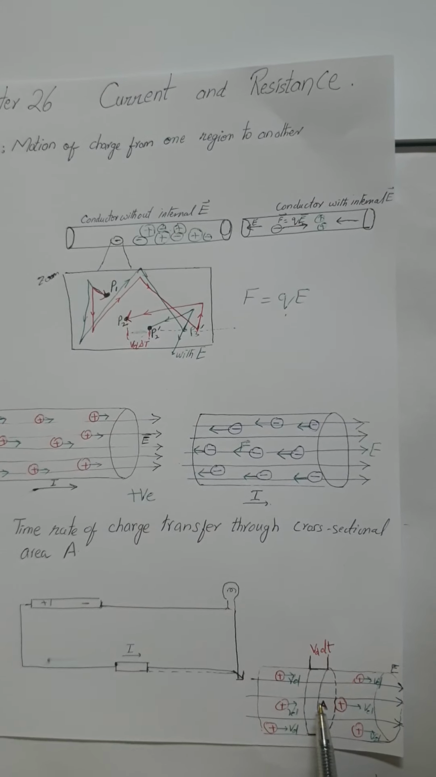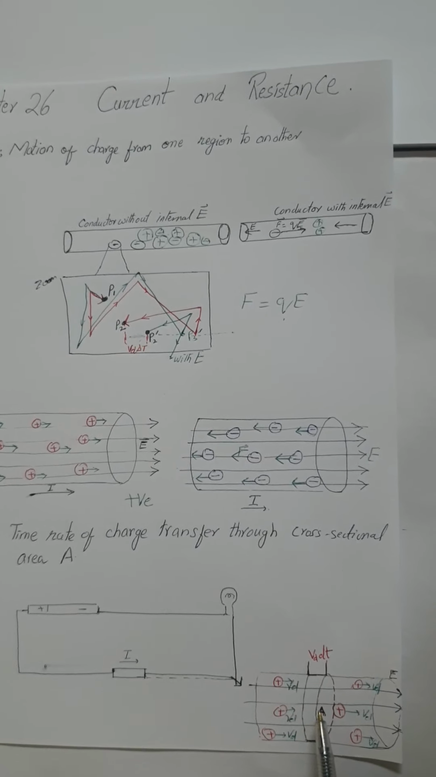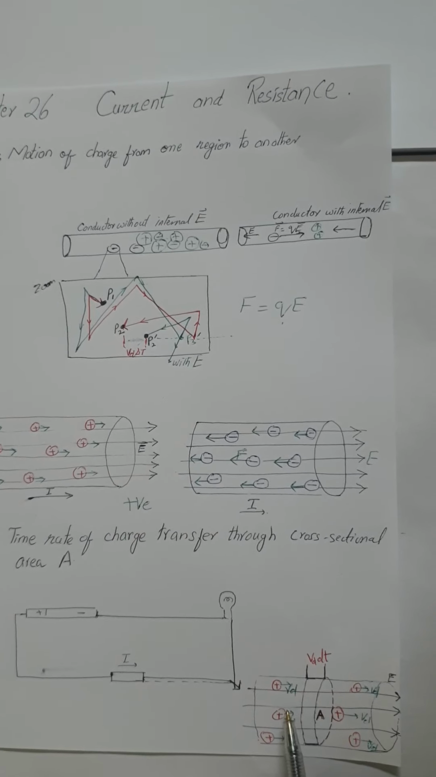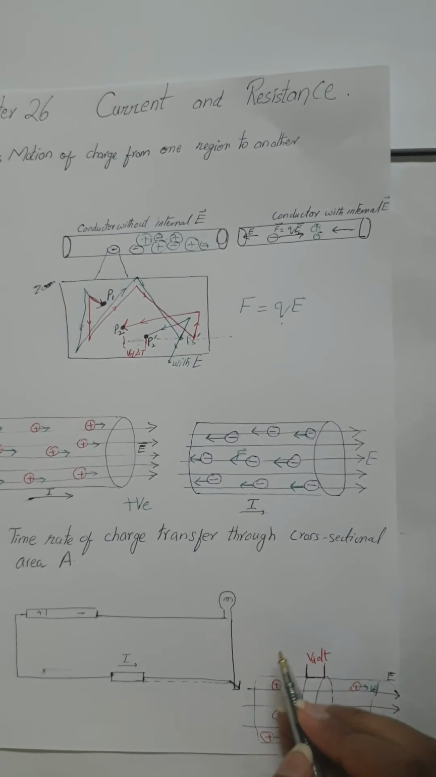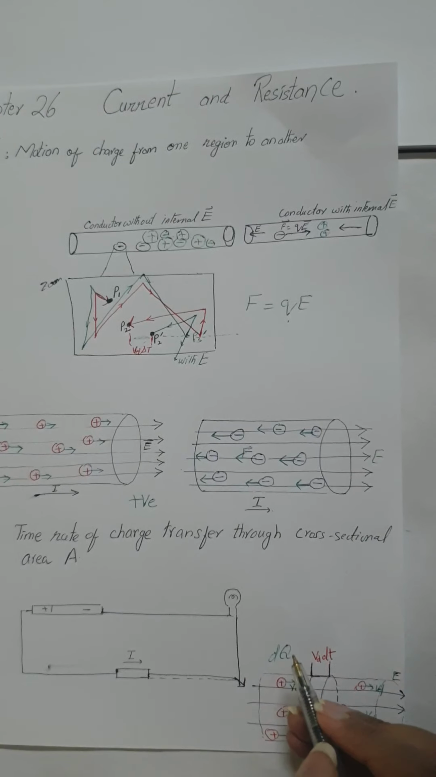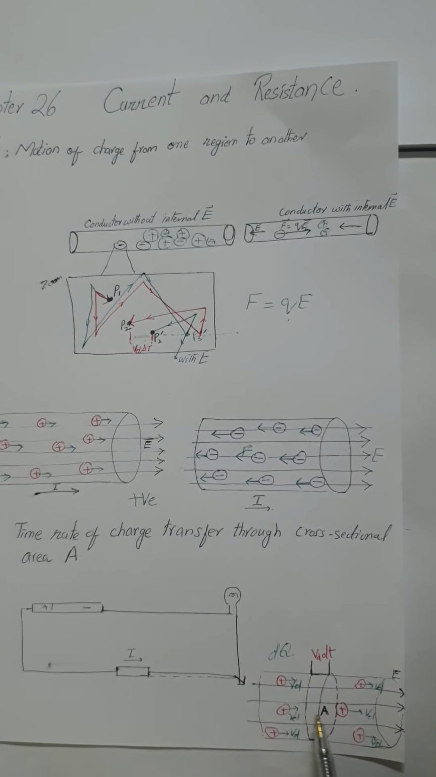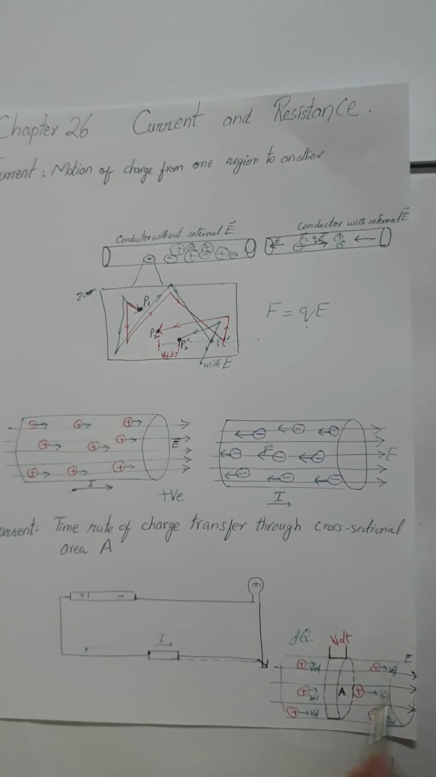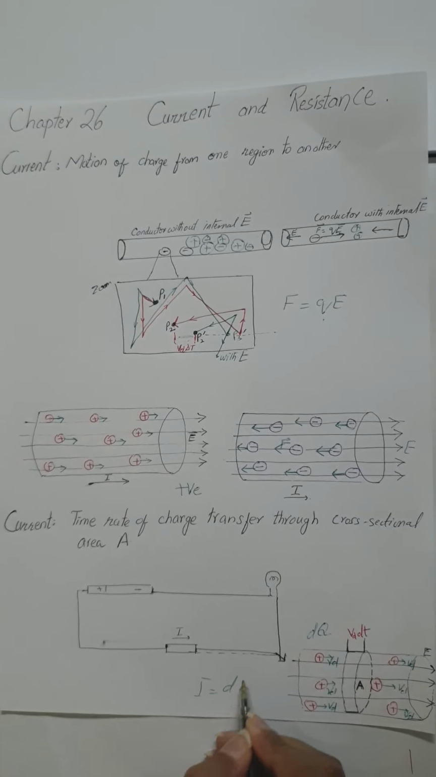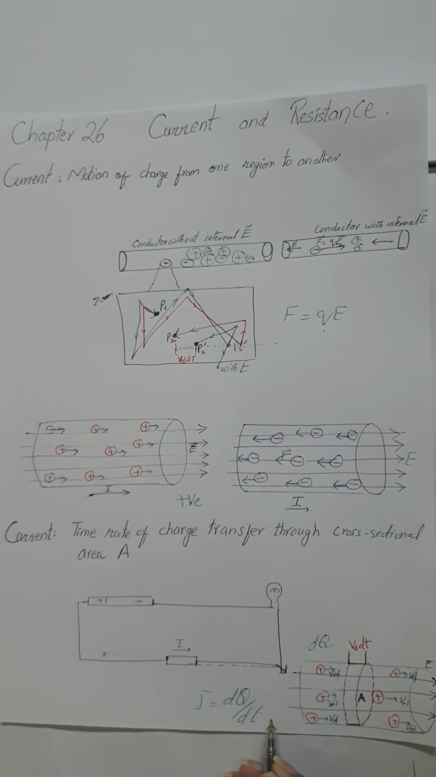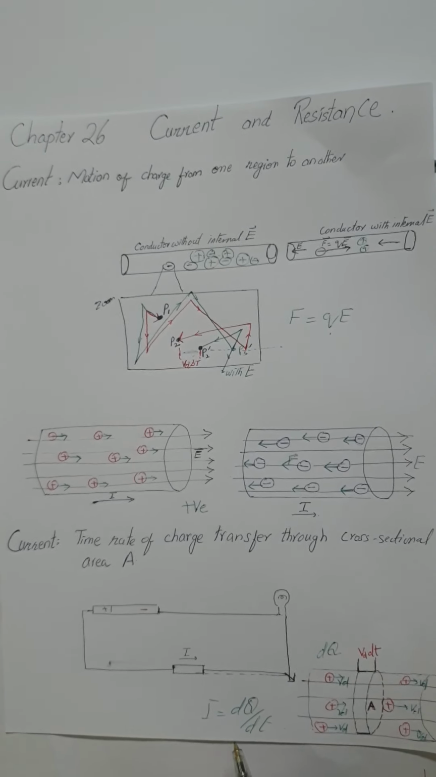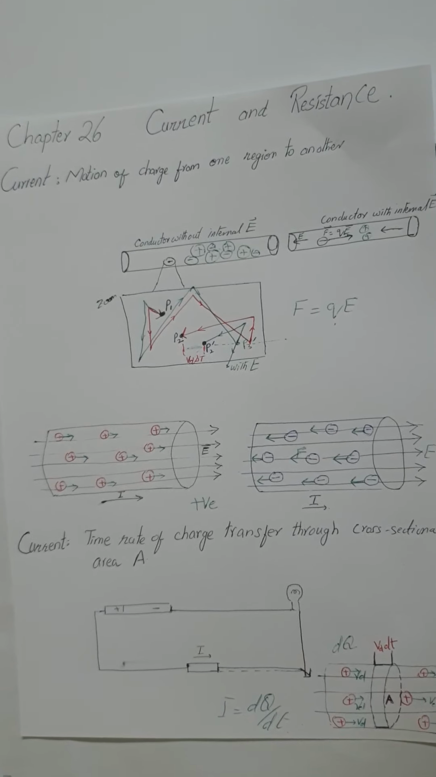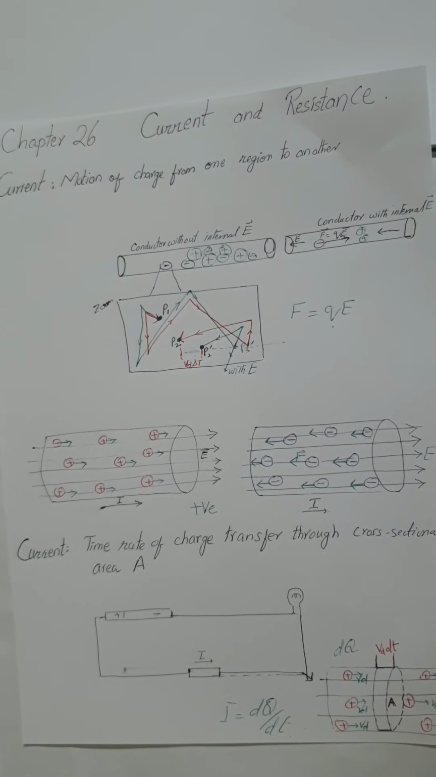So we define the current here in this case through the cross sectional area to be the net charge flow through the area per unit time. Thus, if a net charge dq flows through an area in a time dt, the current I through the area becomes I is equal to dq over dt. Current is not a vector, it is a scalar quantity.